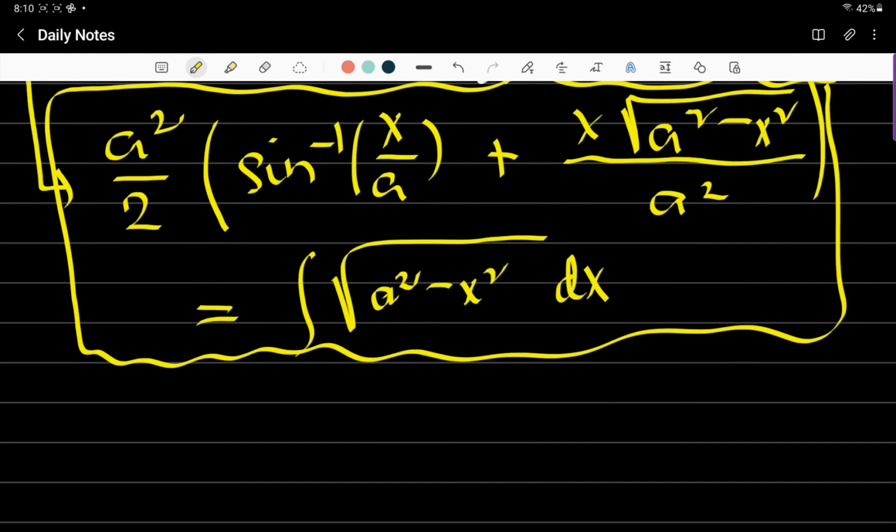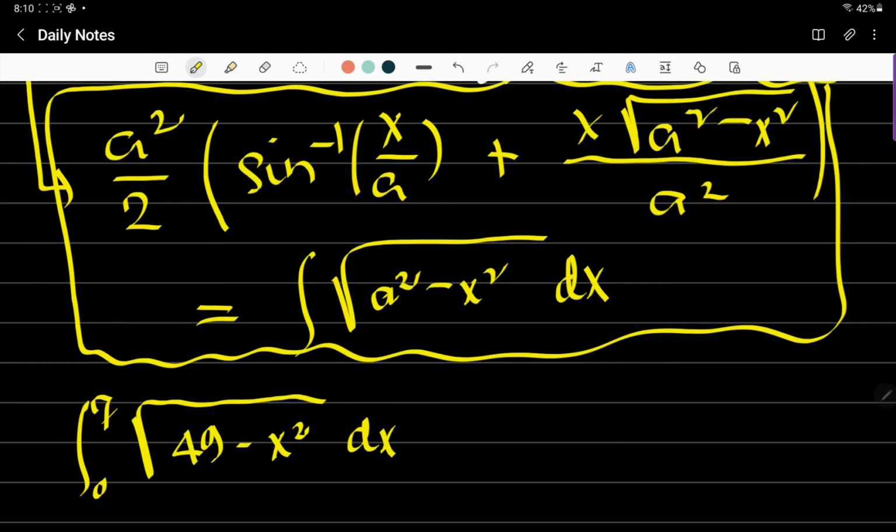Formula. So now we have the integral from 0 to 7. Check that. It's just 49 minus x squared. It's just 49, there's no squared. Yeah, that's what I meant. Okay, all right.